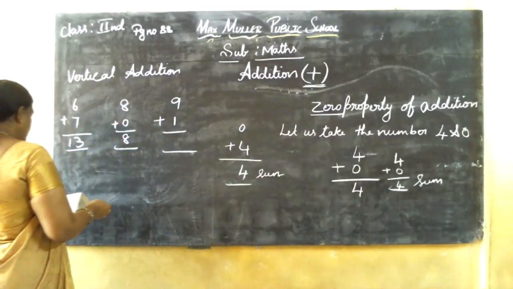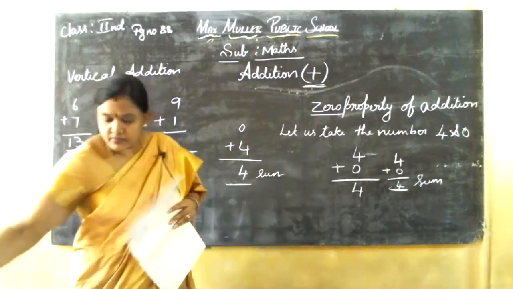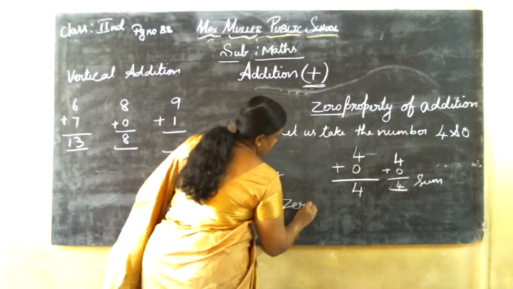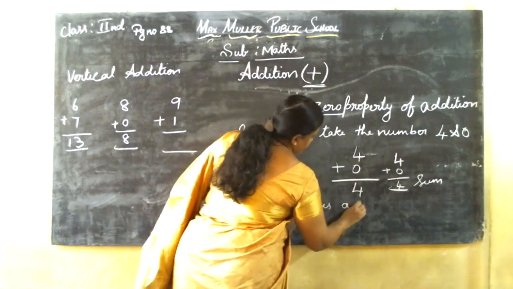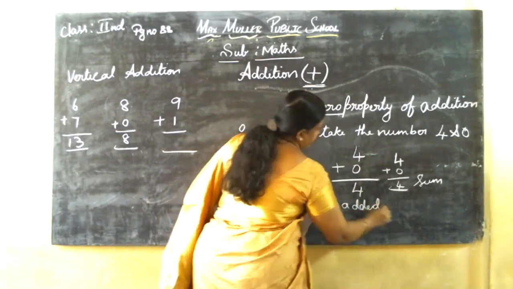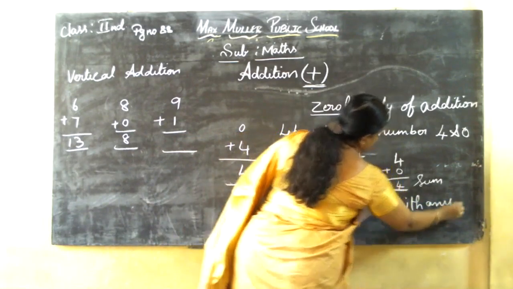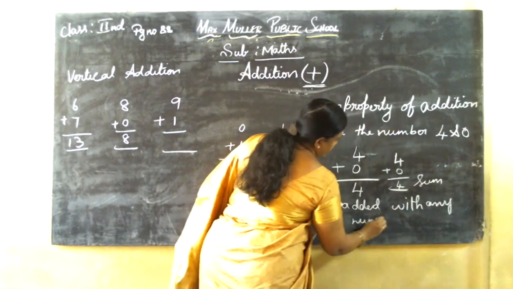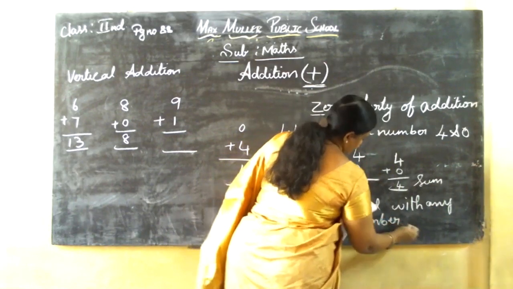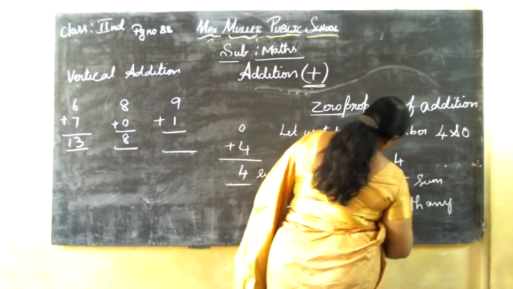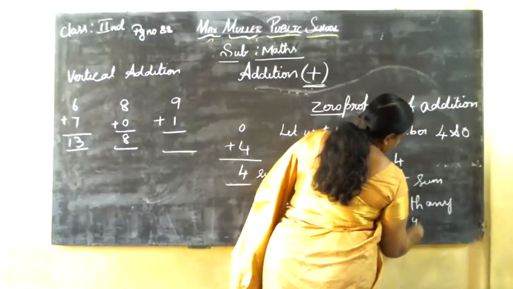When 0 is added with any number, children, what will you get? Same number only you will get. Any number you will get the same.